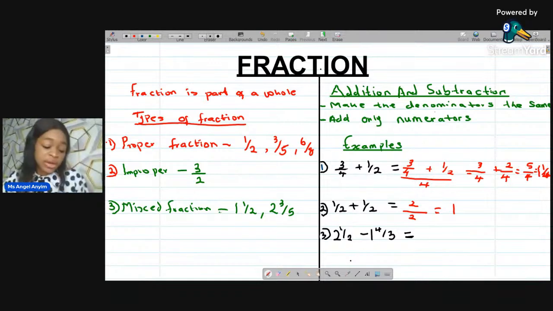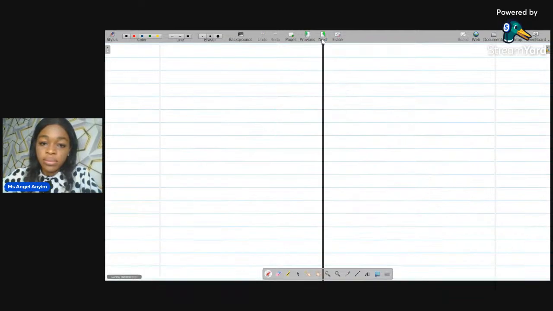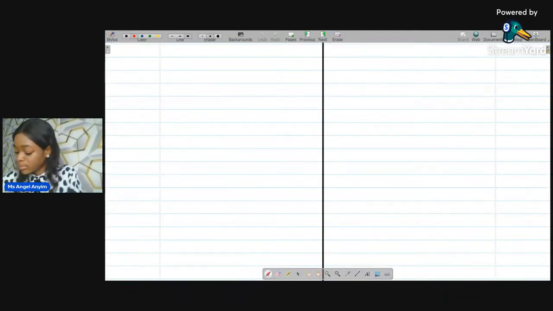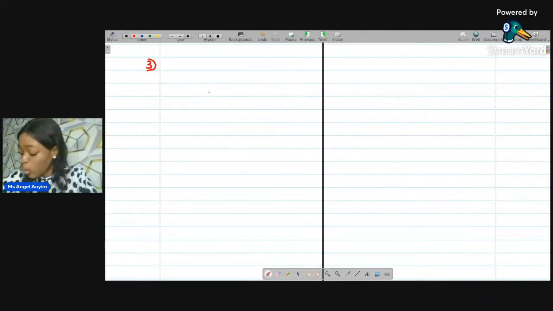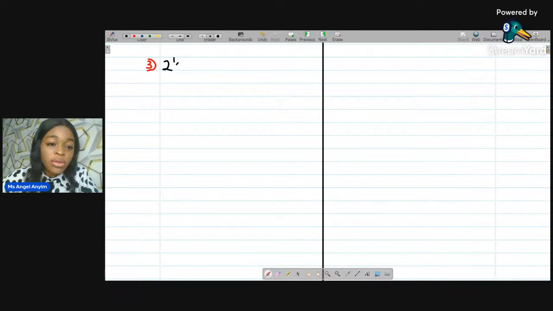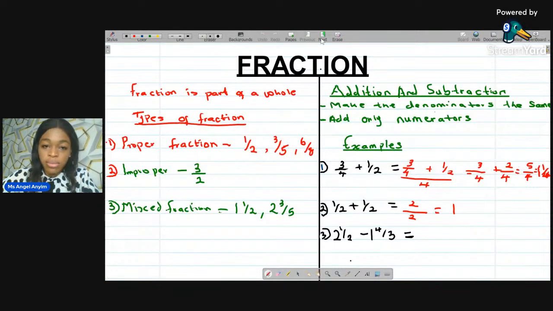Okay, let's take number 3 to the next page. Our number 3 was 2 whole number, 1 over 2, minus 1 whole number, 4 over 3. Sorry.